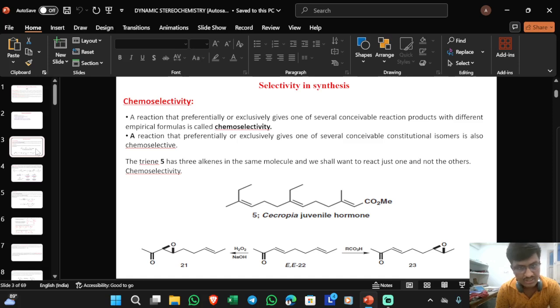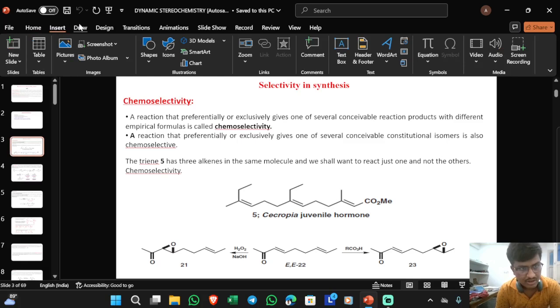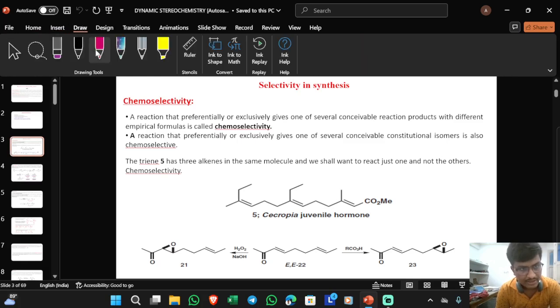These are so easy, not tough. Understand, and there's a comment now, and I am starting with selective synthesis.